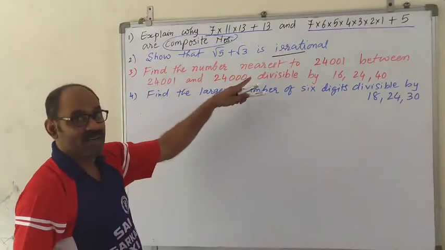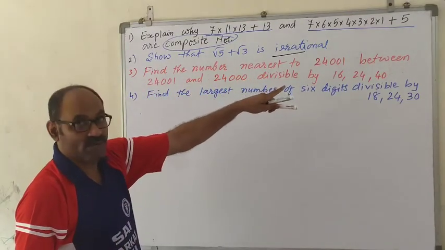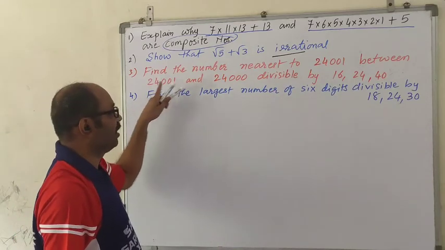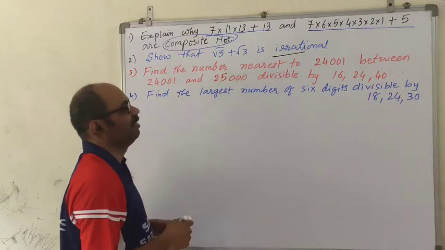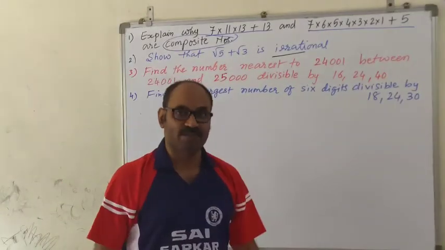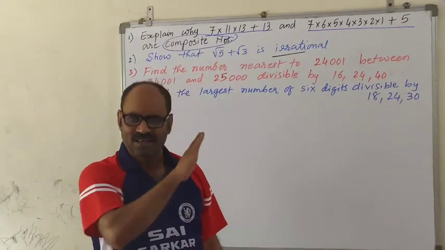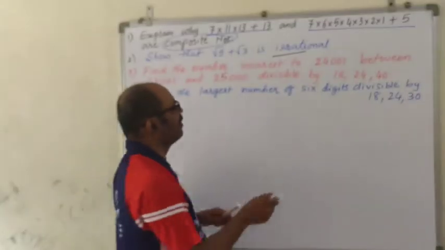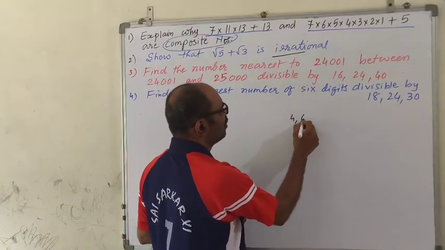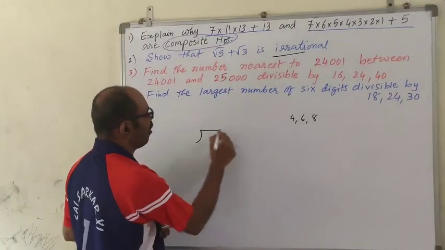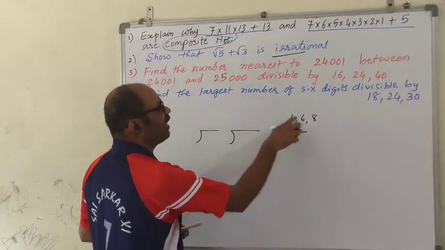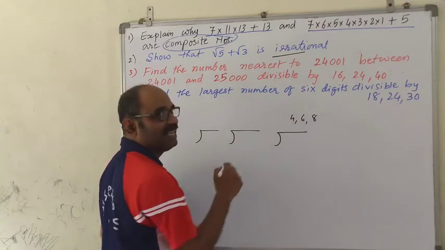Find the number nearest to 24,001 between 24,001 and 25,000. Actually this is 25,000 divisible by 6, 24 and 40. Children, before understanding this, I am taking a simple set of numbers: 4, 6 and 8. Find the smallest number which is exactly divisible by 4, 6 and 8.